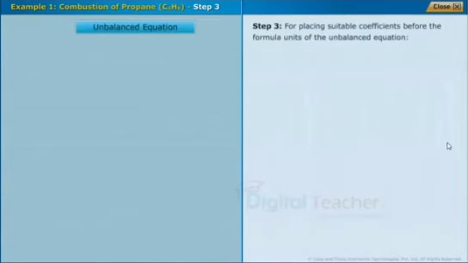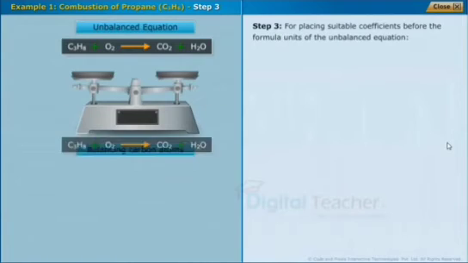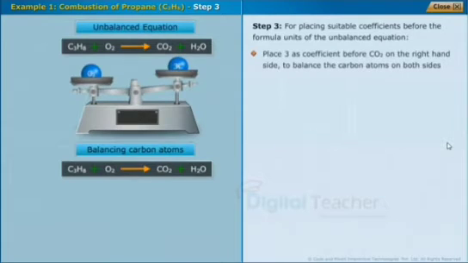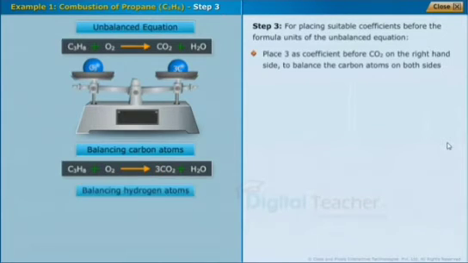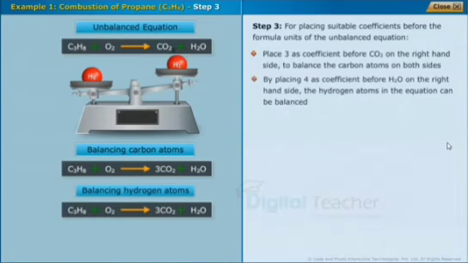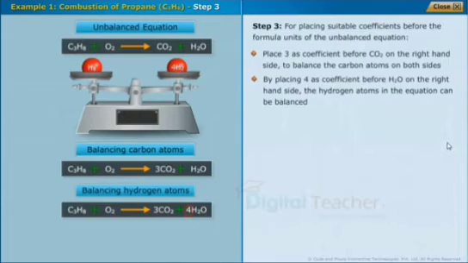Step 3. Place suitable coefficients before the formula units of the unbalanced equation. Place 3 as coefficient before CO2 on the right-hand side to balance the carbon atoms on both sides. By placing 4 as coefficient before H2O on the right-hand side, the hydrogen atoms in the equation can be balanced.